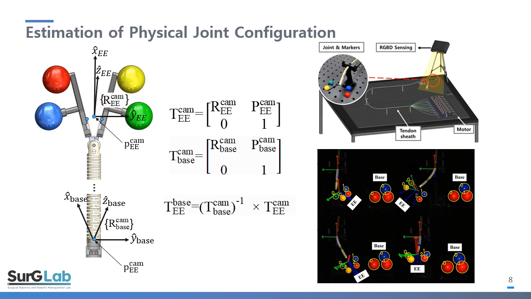The center position of the markers is captured with an RGBD sensor. The position and orientation of the end effector and base are calculated through 7 fiducial markers. After obtaining the transformation matrix from base to end effector, the inverse kinematics is calculated to obtain the physical joint configuration.